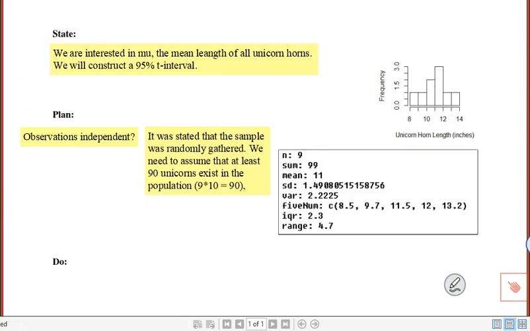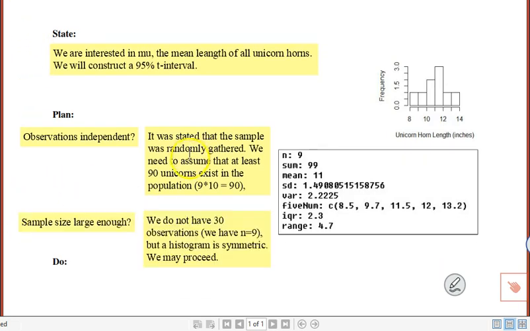We also want to know if our sample size was large enough. It'd be nice to have 30 observations in our sample. Right now, our sample size is 9. But that doesn't mean we have to stop. It means that because our sample is small, we really need to have a very symmetric, or even better, a normally distributed population. But since we have this histogram right here, our sample is quite symmetric, so it's reasonable to assume that our population is also symmetric.